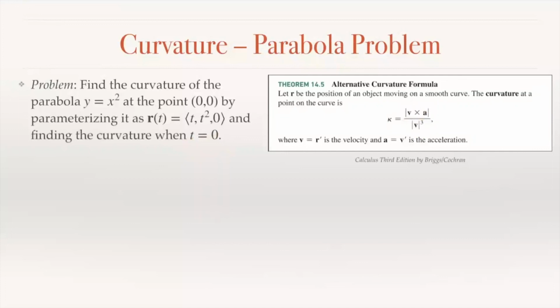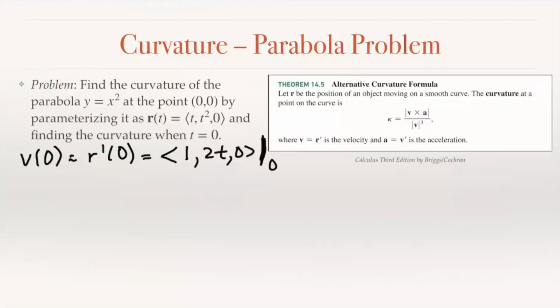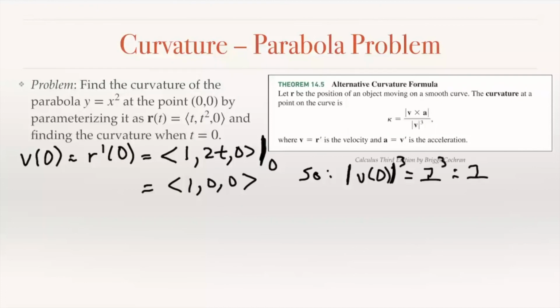Okay, so here, v of 0, that's r prime of 0, which is, okay, so we have 1, 2t, 0, evaluated at 0 using that notation, which is 1, 0, 0. Yep, so r prime, we took the derivative of this, it's that, and we're plugging in 0. And that means that the magnitude of v of 0 is 1, and so is its cube, still 1. Okay, so the point is that guy there is 1 at t equals 0.